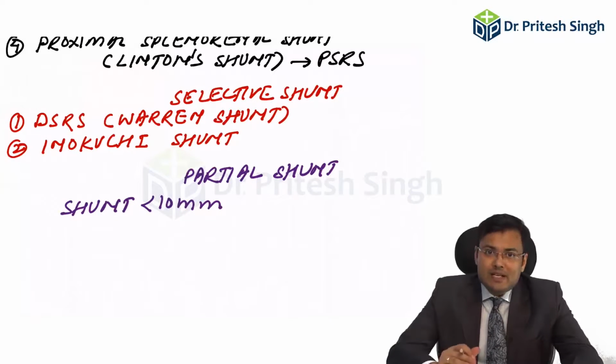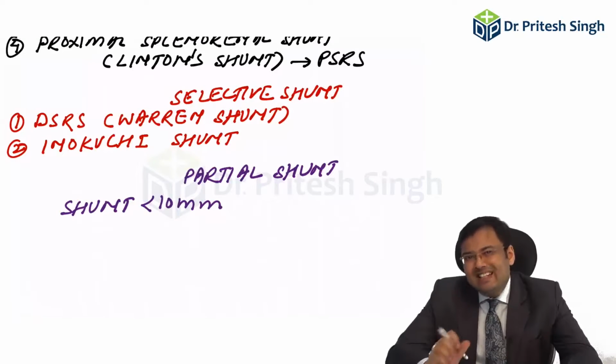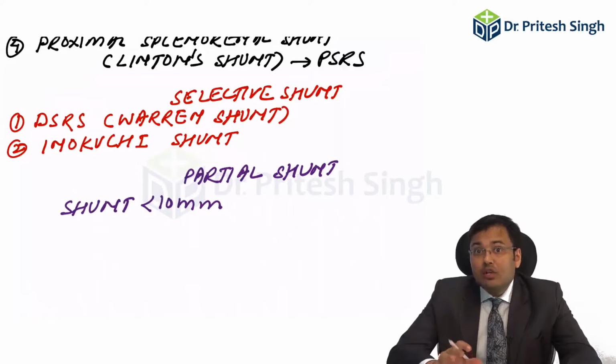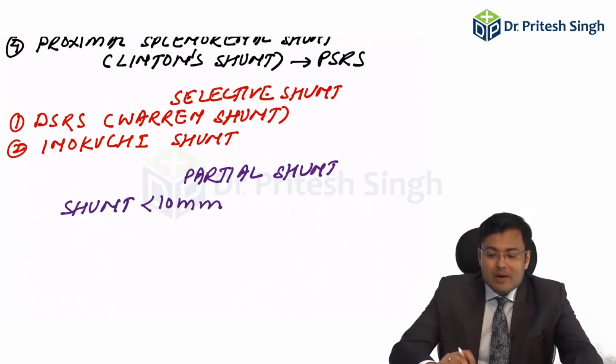Now what is the concept of selective, non-selective and partial? See, if there is complete migration of portal blood flow, that is non-selective shunt. And if there is partial migration of portal blood flow, that is partial shunt. I'm repeating. Complete migration of portal blood is non-selective. Partial migration is partial shunt. And if one selected region is being drained, not the whole portal system, that is known as selective shunt. So see the examples one by one.